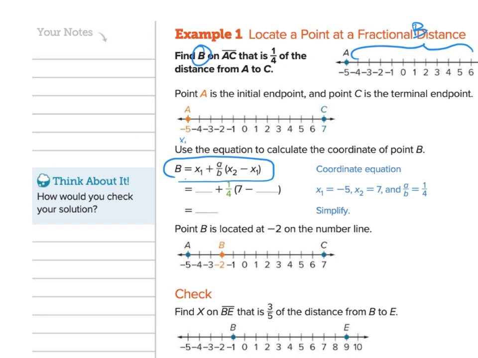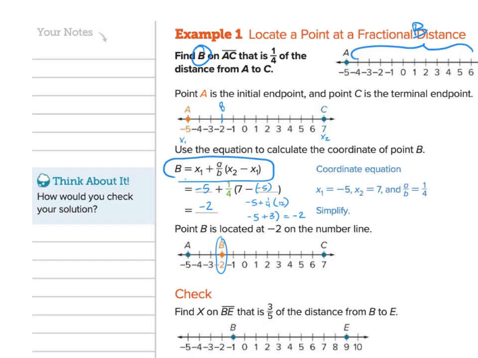X1 is going to start off at -5. That's my starting point. And then I'm going to take X2 minus X1, minus a -5, which turns out to be -5 plus 1/4 times 12, which is -5 plus 3, which is -2. Now you got to remember, we can have a negative number here because we're talking about a location, not a distance. So ideally, this is where B is going to be located, -2.